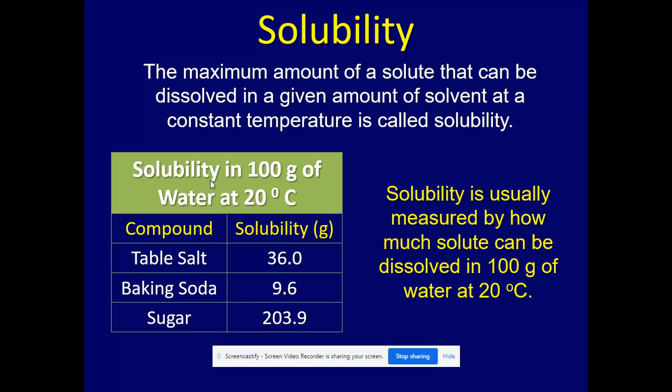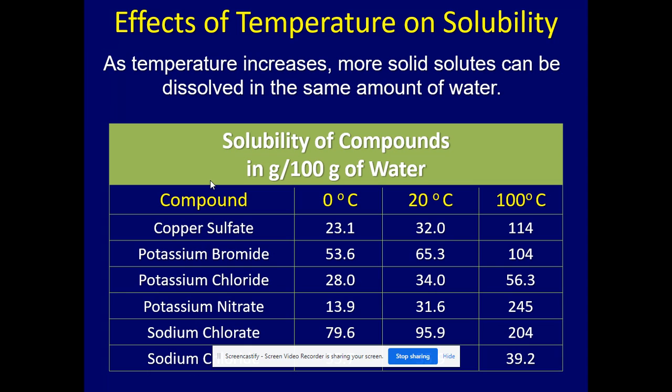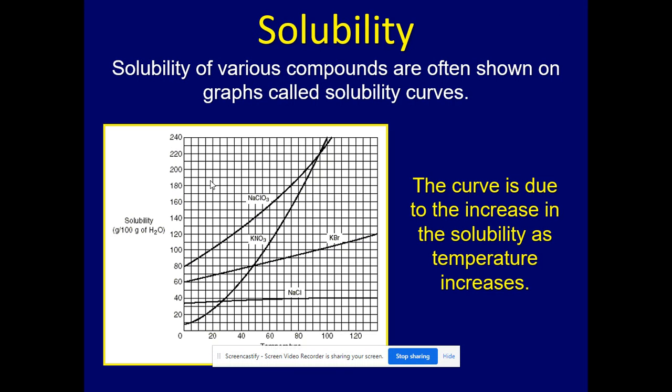For instance, looking at this table, sugar is a whole lot more soluble than table salt. So you could dissolve more sugar in the same amount of water at the same temperature as you could for table salt. You often see solubilities listed in tables along with the temperature, and that'll tell you exactly how much can dissolve in that amount of water at that temperature.